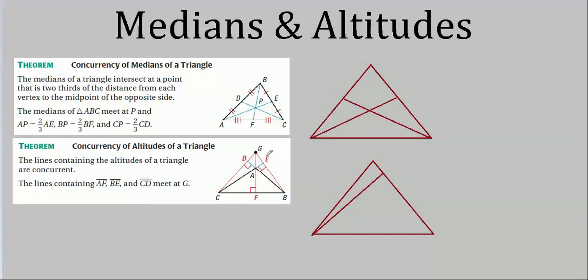What about altitudes? Well, in the first place, what the heck is an altitude? It's kind of like what we called the height in our 1/2 BH for the area of a triangle. It's the perpendicular distance, or it's the segment which runs from the vertex perpendicular to the opposite side. We don't know where this is going to intersect the opposite side. It just has to be perpendicular. And there is only one line from this point to this line which is perpendicular.